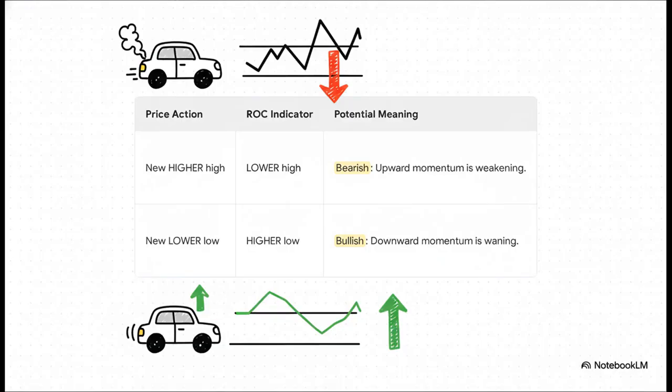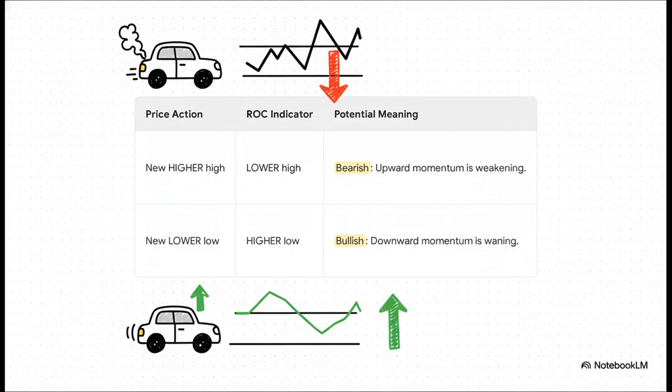So, what does this look like in practice? Well, imagine a stock's price pushes up to a new high. Awesome, right? But then you look down at your ROC indicator and you see it's making a lower high than it did on the last price peak. That's a classic bearish divergence. It's like the car's speedometer is showing a lower speed even though it just climbed a bigger hill. It's a huge warning that the upward momentum is fading.